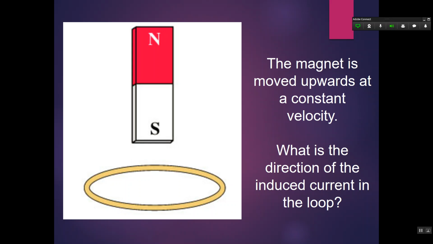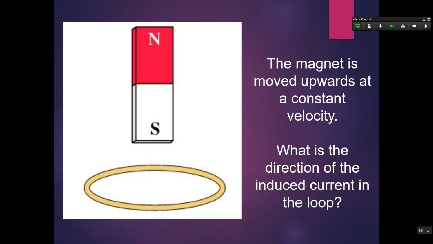You're moving upwards, so you're starting off closely. And this is your situation now. And your loop is now further away. All right. Over here, let's say there were 4 field lines. And over here, there's still 4 field lines. But now these ones, they don't necessarily go into the loop. But these two middle ones, they do.